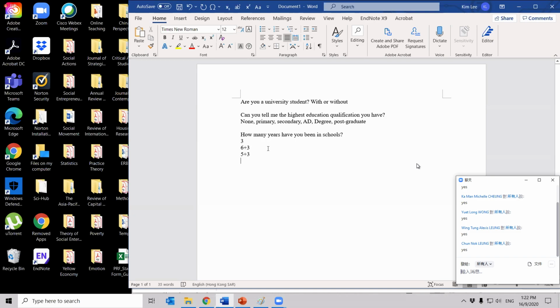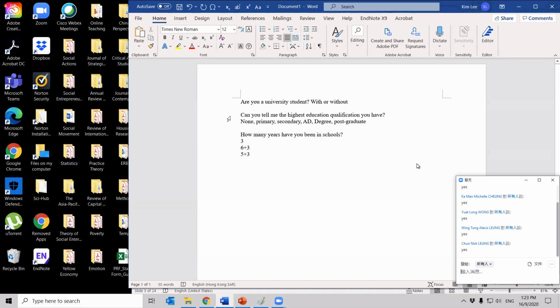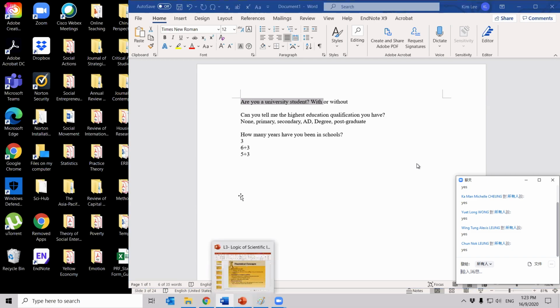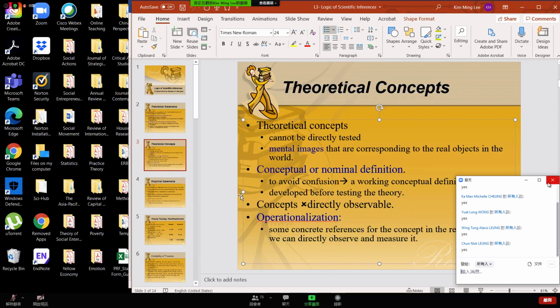So the more years you are in school, that means you should have a higher educational level. So these are 3 ways. In this case, we have 3 ways to measure the concept of education. When you construct something like this, this is the process of operationalization. And for each question here, this is your operational definition of education. An operational definition of education is that somehow you turn an abstract concept like education into something we can measure, we can observe. So this is your operational definition.